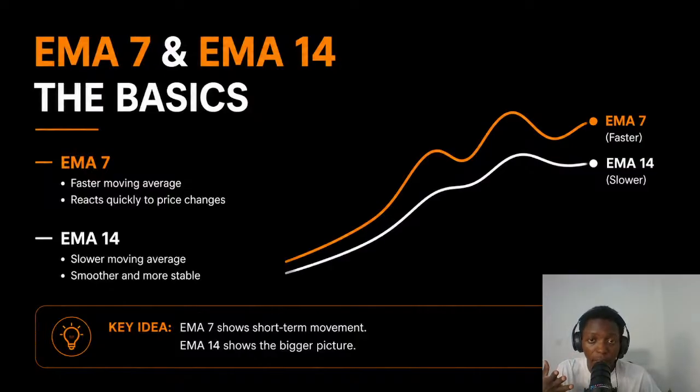The EMA 7 is faster. Even though the exponential moving average is also a fast moving average, the EMA 7 that we're going to be using is faster than the moving average 14. And so that's why we are combining those two different moving averages, to know what is actually going to happen in the market and what is happening in the market. And then we can use that to make a trading decision. Yeah, so that's for the moving average 7 and moving average 14.